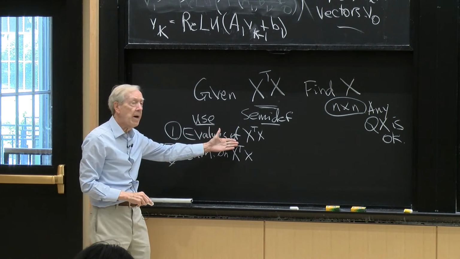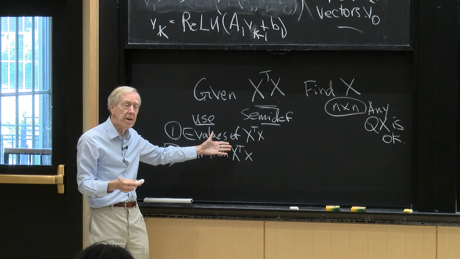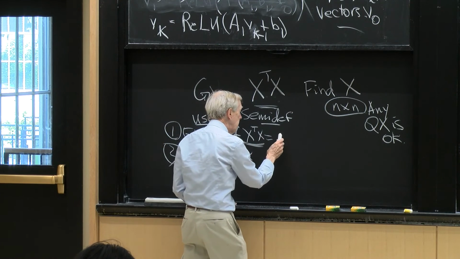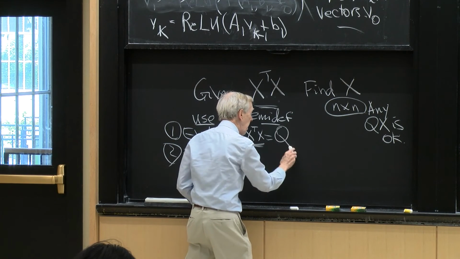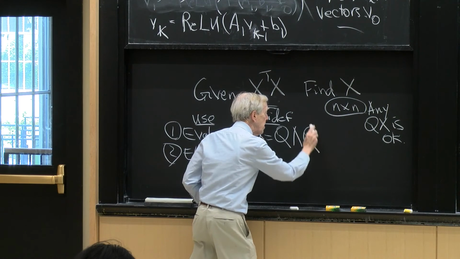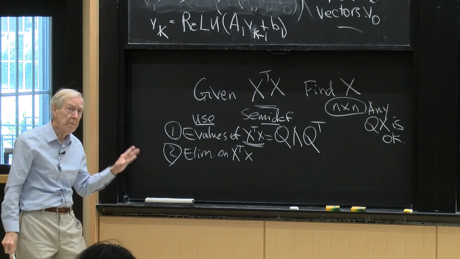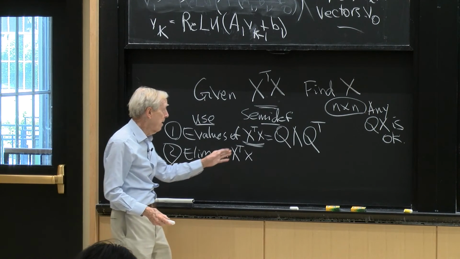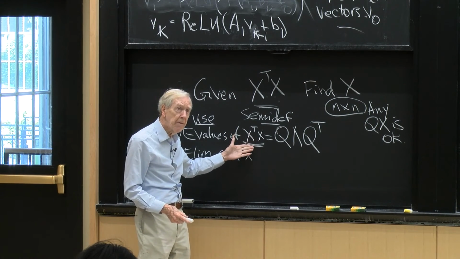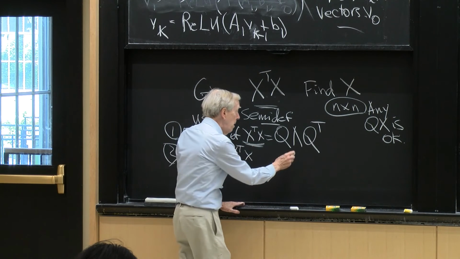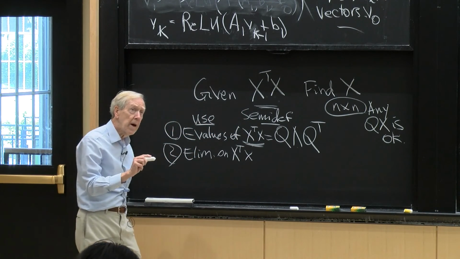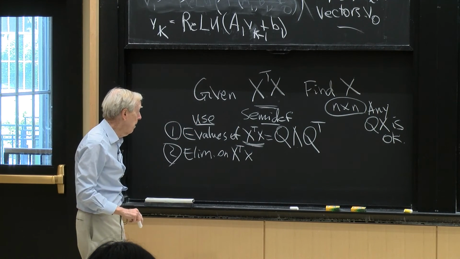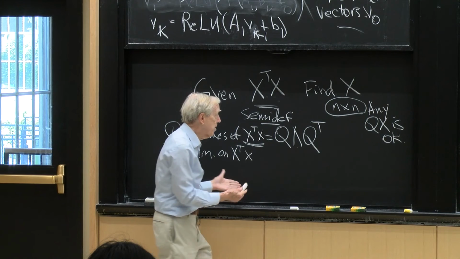So if I find the eigenvalues of X transpose X, then, since it's symmetric positive definite, I'm writing it as Q lambda Q transpose. That's the fundamental, most important theorem in linear algebra, you could say: a symmetric positive semi-definite matrix has eigenvalues greater than or equal to 0 and eigenvectors that are orthogonal. So now if I know that, what's a good X?